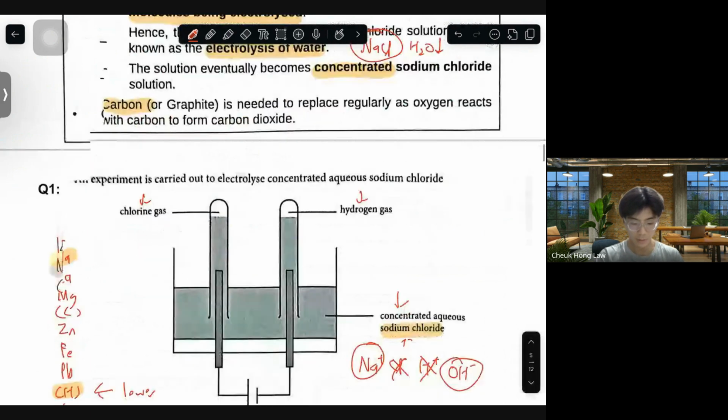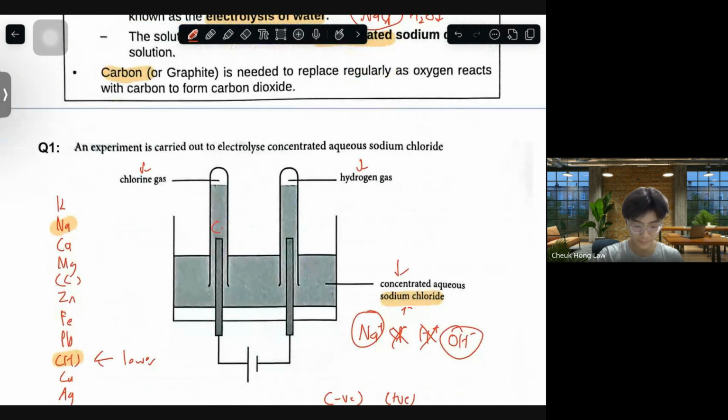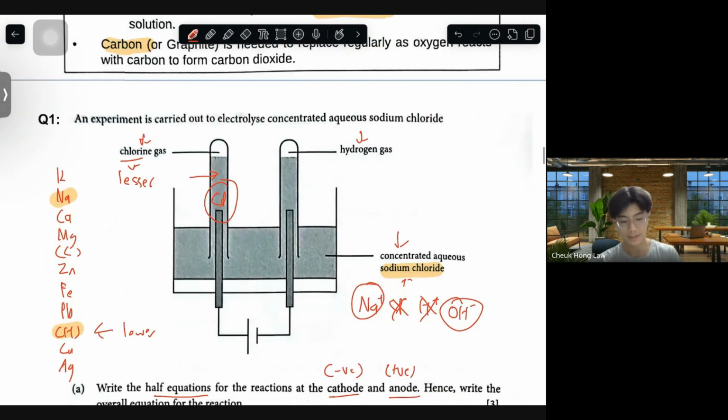Okay, so you know how chlorine is produced here, right? Because your reaction happens at the electrode, sorry. So some of the chlorine will be inside the water. Then some of the chlorine will dissolve in the water. So you will have lesser chlorine gas. Make sense? Lesser chlorine gas.